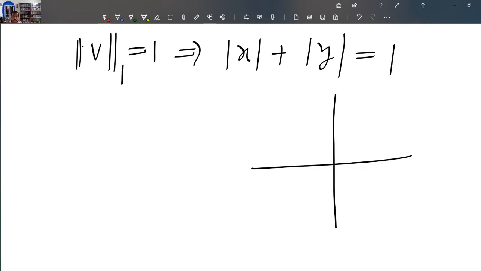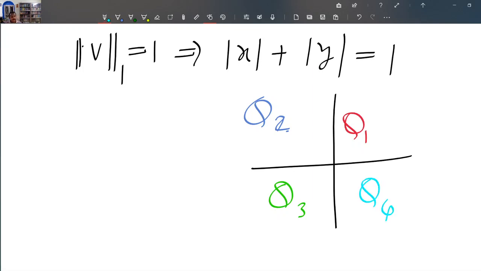Q1. Suppose that this is Q2, so we may use another color. Suppose that this is Q2, and suppose that this is Q3. Suppose that this is some Q4. Okay. First quadrant. So this is the x-axis and this is the y-axis.